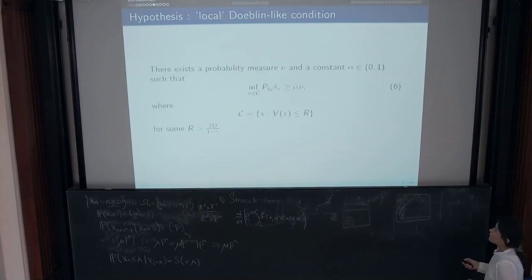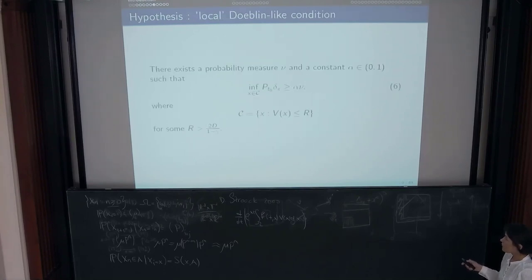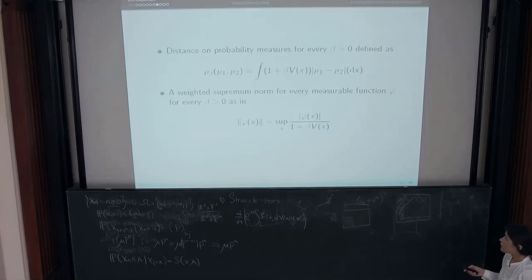So then if we have the Lyapunov condition, which will control the process outside this bounded set, and in this bounded set we can reach every part of it via this local Doeblin-like condition, the size of the set is given by the constants coming from the Doeblin condition here. Yeah. So having these two properties satisfied is going to give us the theorem.